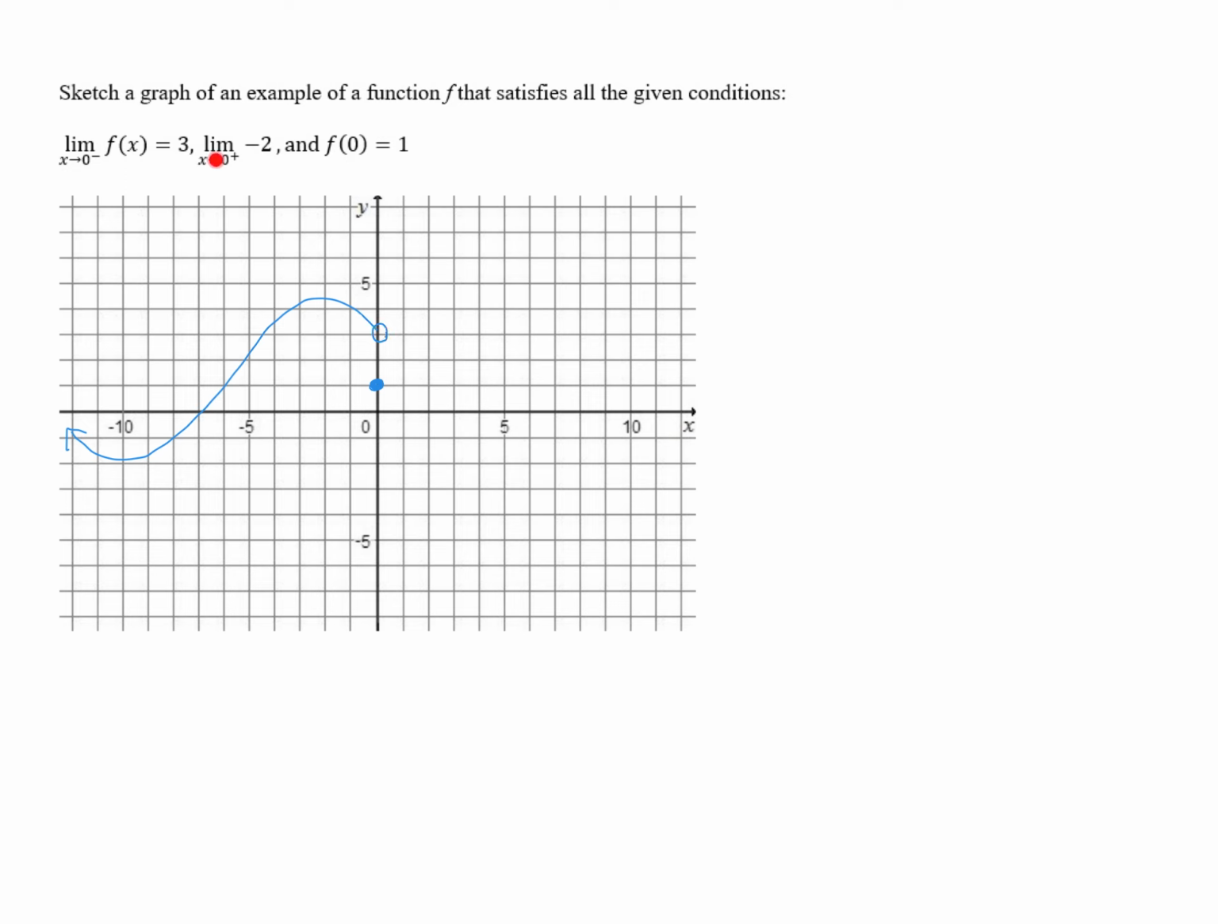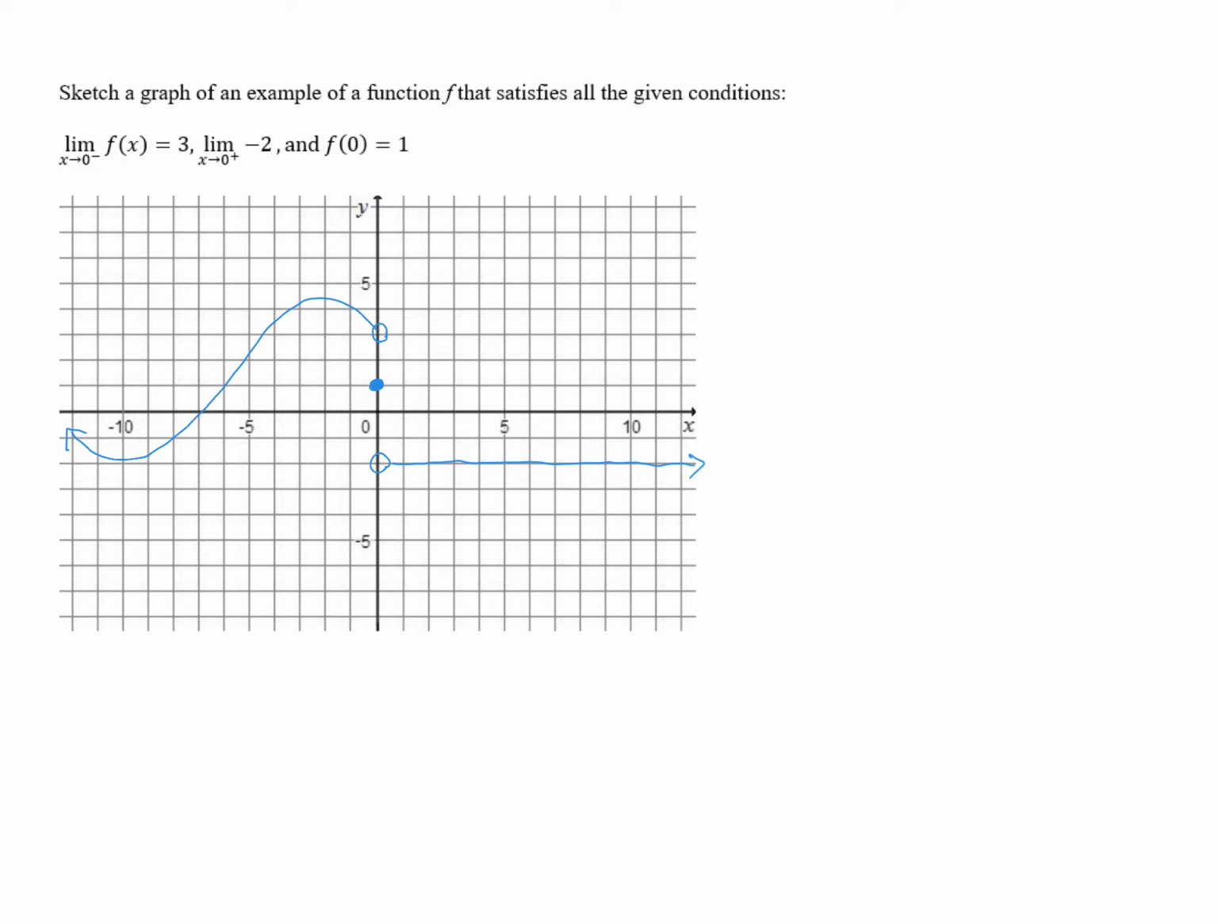And then on the right, the limit is -2. So on the right-hand side, we've got to be approaching -2. And again, it can be from above, it can be from below. It could actually be a constant over here. In fact, why not make the right-hand side of this function a constant function? Doesn't always have to be a curve, can be linear.